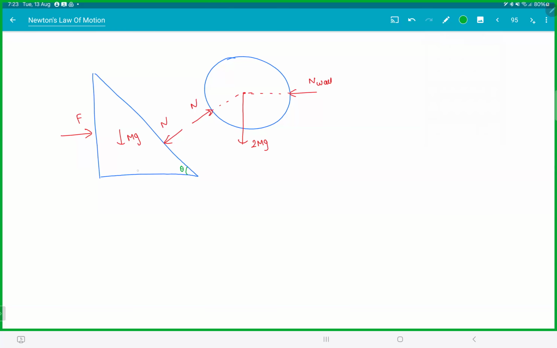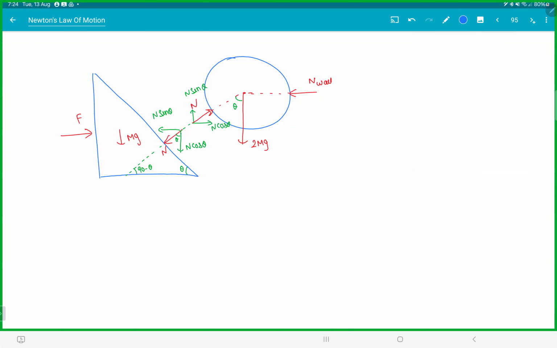Now this angle is theta. So if I extend this, this angle would be 90 minus theta, and you can clearly see that this angle is also theta. Now look at the components here. This would be N cos theta, and this would be N sine theta. So be careful with the angles. Similarly, this N's components are also N cos theta, and the vertical component is also N sine theta. After drawing FBDs, resolve them into components.